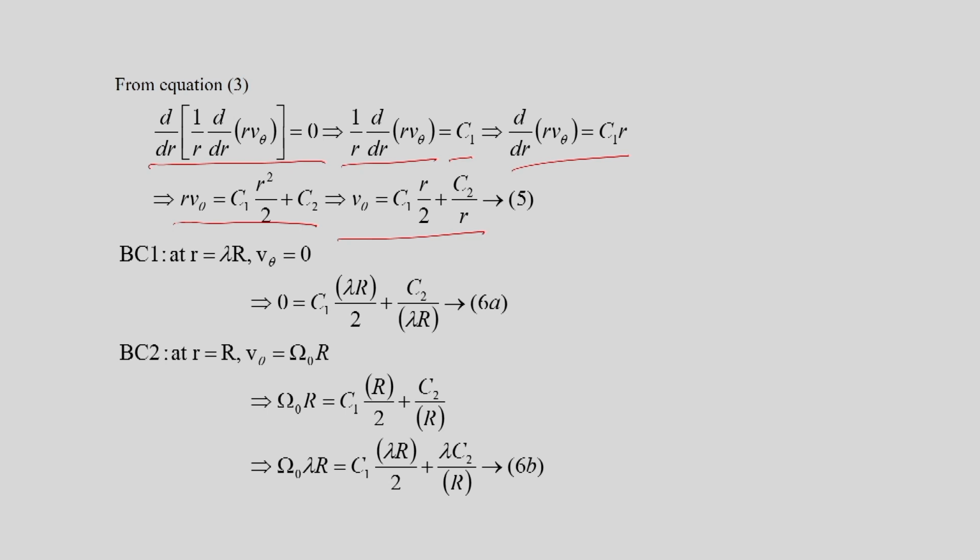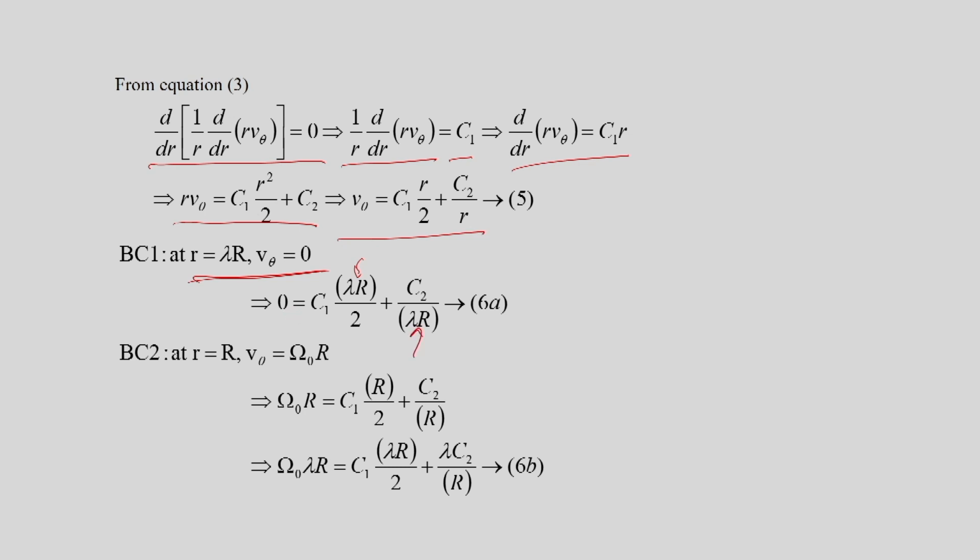Now, we have two boundary conditions for the velocity profile, and there are two unknown constants. So, applying these two boundary conditions, we can find these constants. When you substitute these constants in equation number 5, you will get the velocity profile. What are the two boundary conditions? The inner cylinder is stationary. So, at small r equals λR, vθ equals 0. So, in equation number 5, substitute λR in place of r and equate vθ to 0.